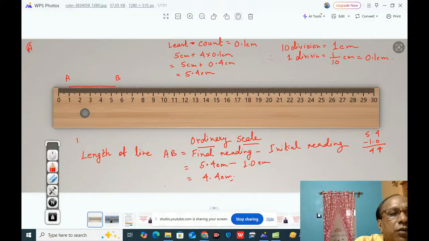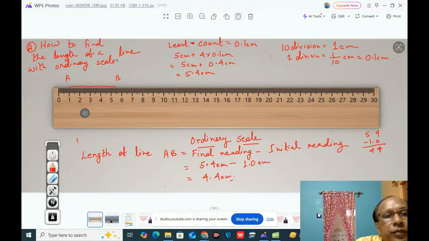Here we found how to find the length of a line with an ordinary scale. You see, in this way you can find the length. Suppose I am taking the line from here. Let us do it in this way. Suppose I am taking this line in this way.